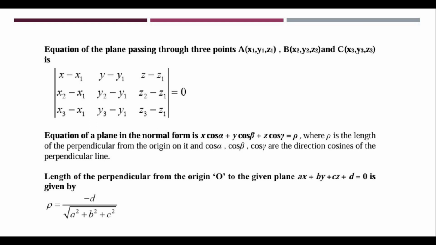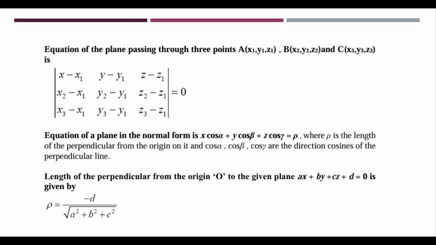Equation of the plane passing through 3 points A(x1, y1, z1), B(x2, y2, z2) and C(x3, y3, z3) is the determinant of the rows (x - x1, y - y1, z - z1), (x2 - x1, y2 - y1, z2 - z1), (x3 - x1, y3 - y1, z3 - z1) equal to 0.